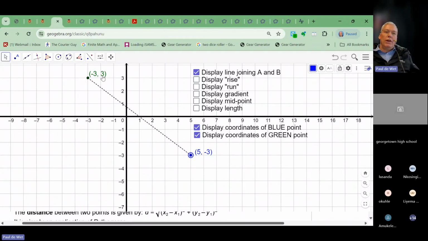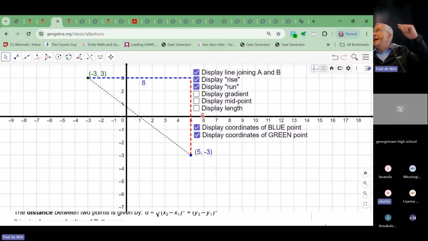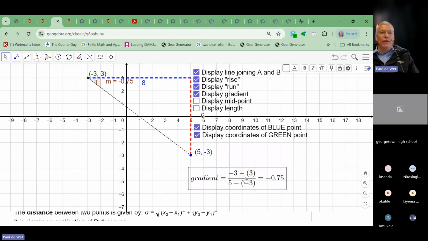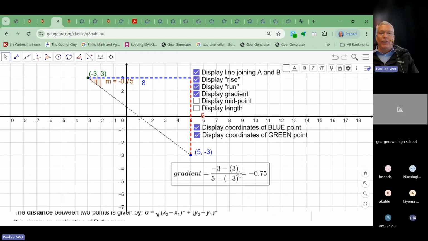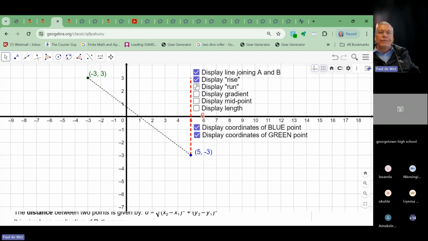From the green to the blue, I've dropped 6. How much have I run across from the green to the blue? 8. So the gradient is negative 6 over 8. Negative 6 over 8 is the same as negative 3/4. That's the calculation. I don't actually do it using the calculation. All right, I'm going to do one more.